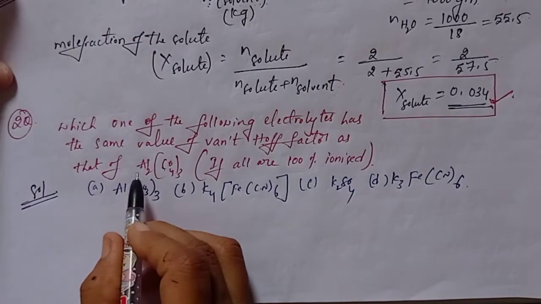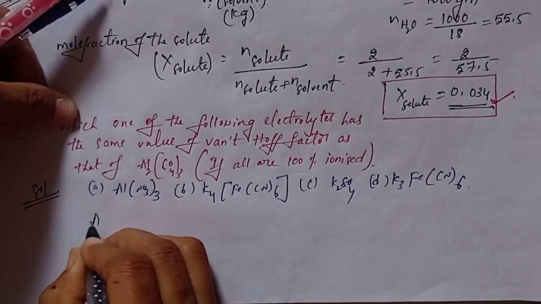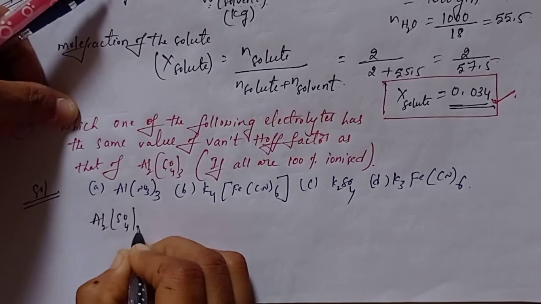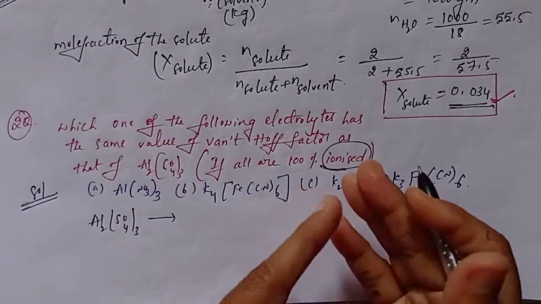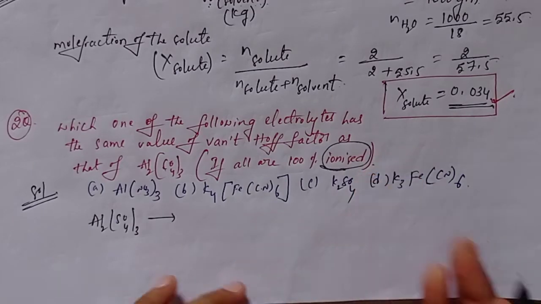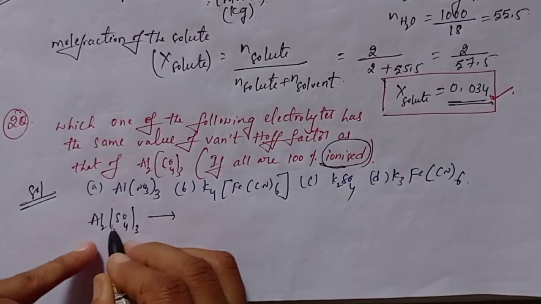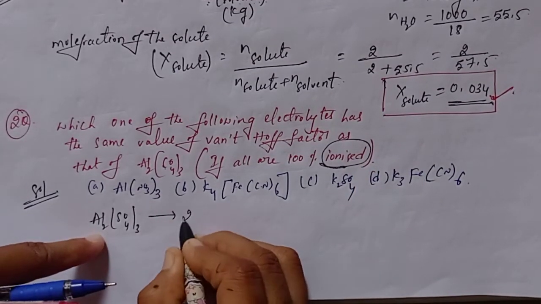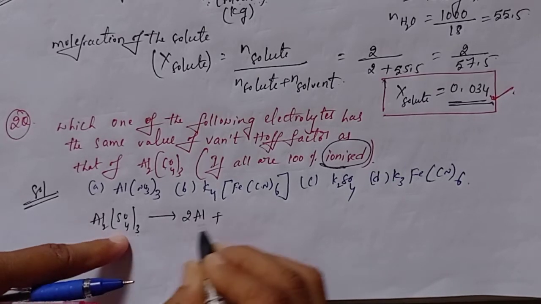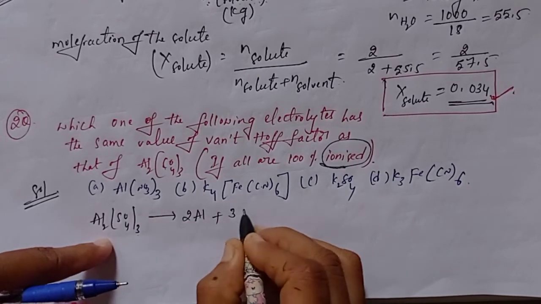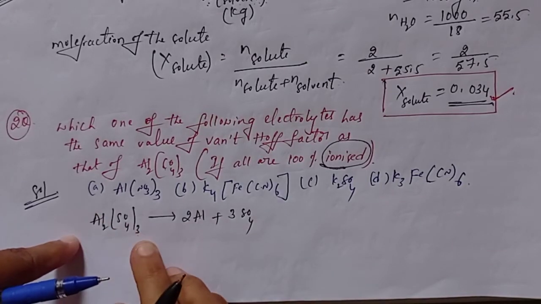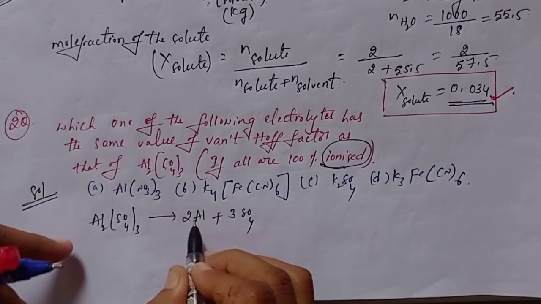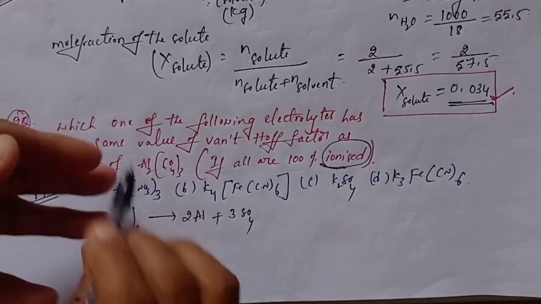So what is given? Al2(SO4)3. First take Al2(SO4)3. It dissociates into ions. Ionized means it is undergoing dissociation. Are you following? So how many aluminiums are there? 2 aluminiums. How many sulfate groups are there? 3 sulfate groups, 3 SO4. Now you should write the charges. Aluminium charge is plus 3. Okay now.